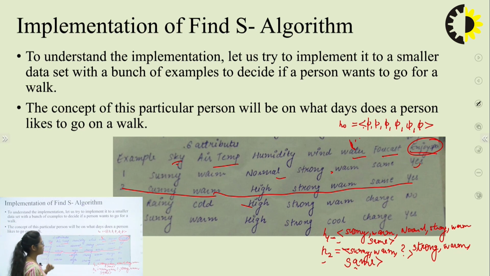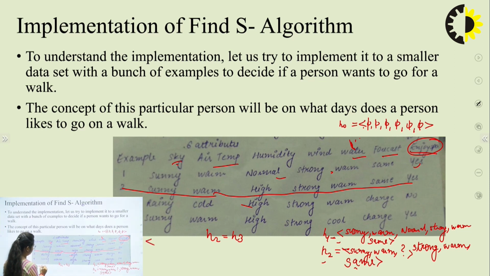Now for the third hypothesis, what will we do? This is a negative example, and the drawback of the Find-S algorithm is that it only considers positive examples. It will not consider negative examples; it will ignore them. So now H2 equals H3. That's it. Now the fourth iteration.